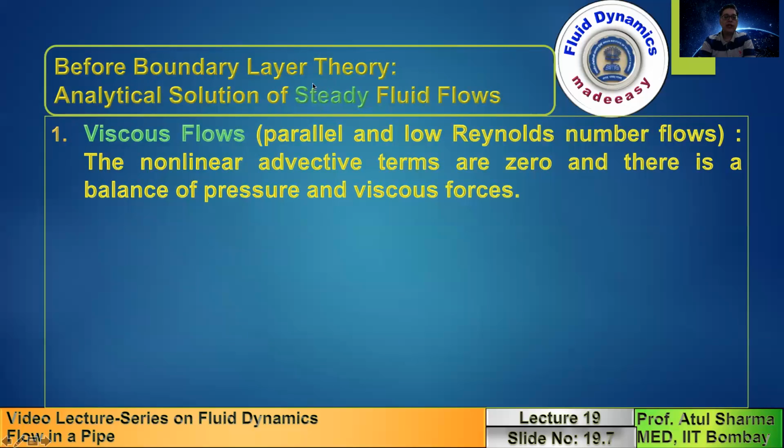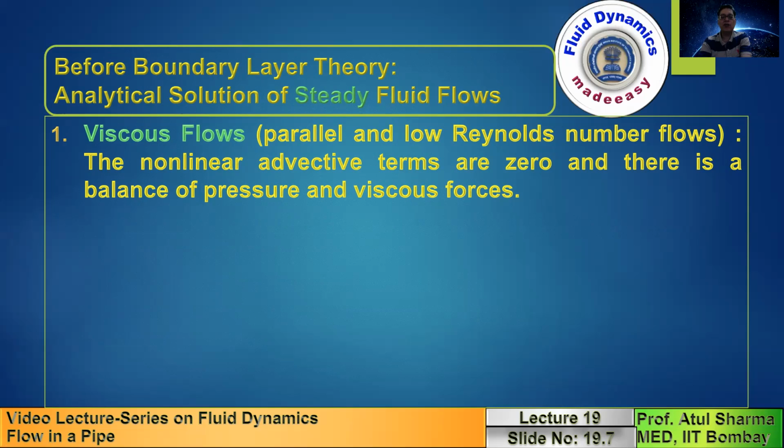Before boundary layer theory, if you look into the analytical solutions, they were proposed for steady fluid flows, the fluid flows which were not varying with respect to time for steady state situations. And for viscous flow, the analytical solutions were proposed for parallel and low-Reynolds number flow, where the nonlinear advection term, the advection term corresponding to momentum flow rate, is zero, and there is a balance between the pressure and viscous forces, such as in the previous topic on flow in a pipe.